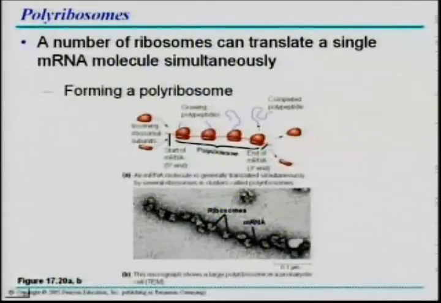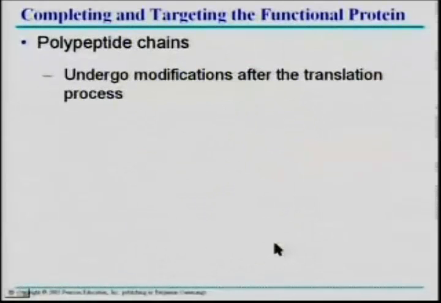And here we see an actual transmission electron micrograph that shows a large polyribosome in a prokaryotic cell. Scale bar is 0.1 micrometers or 100 nanometers. So we can actually see the ribosomes along the length of the messenger RNA, and you can see the messenger RNA in spots between them. Quite fantastic, isn't it?